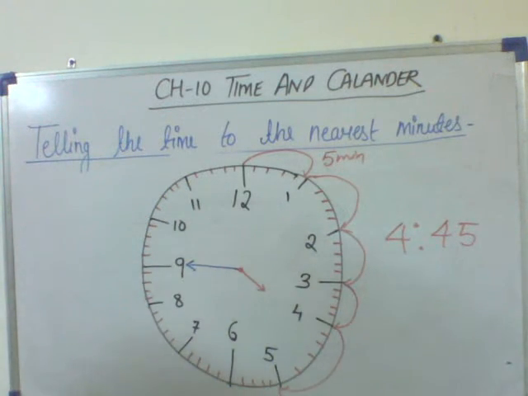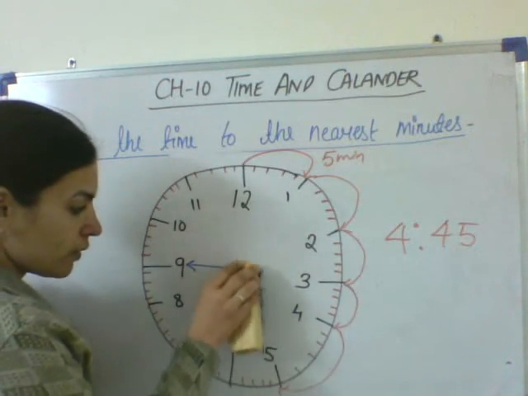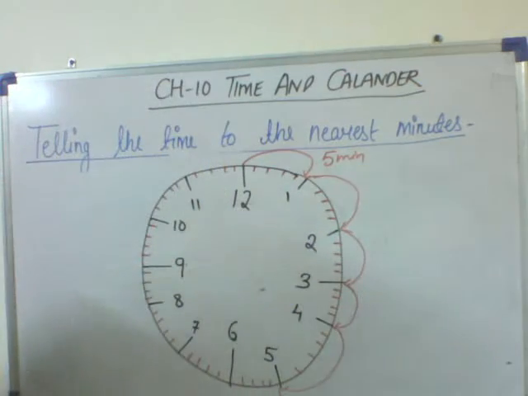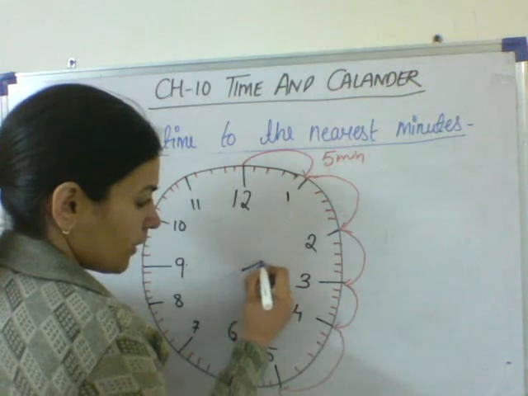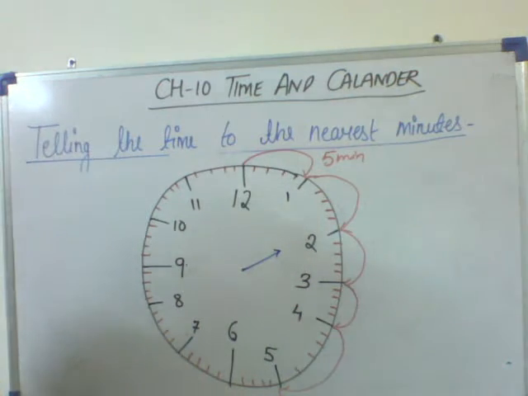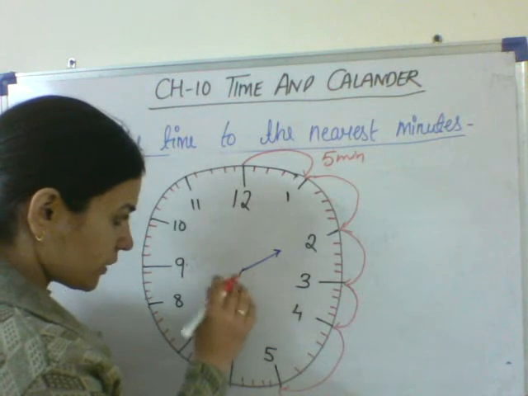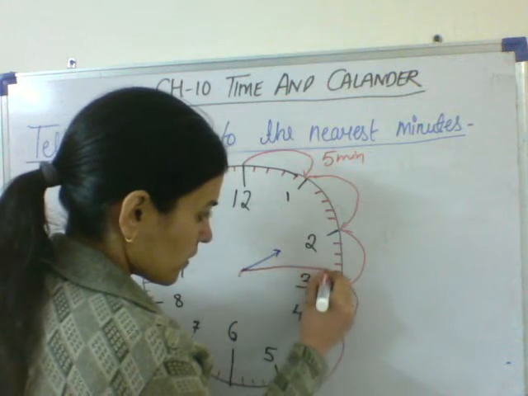You can also write straight away here. Now let us, I am again changing the hour and the minute hand, and you have to tell the time now. The hour hand is at 2, and the minute hand, now I will be drawing the minute hand. This minute hand is pointing near here.